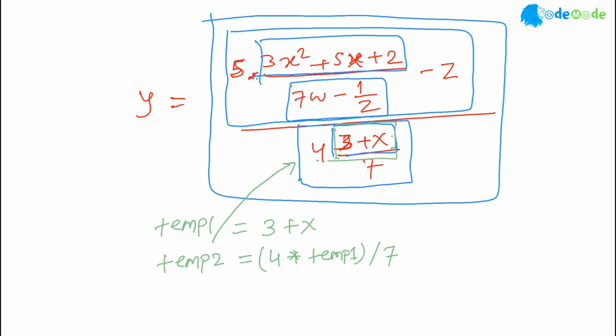Similarly, I will focus on this part. I will say temp3 equal to 7 multiplied by w minus 1 over z, but I put it in parentheses. I'm putting it here also in parentheses. So this is my temp3, so I took care of this. Now let's focus on temp4. My temp4 is gonna be, I'll put it in the black here.